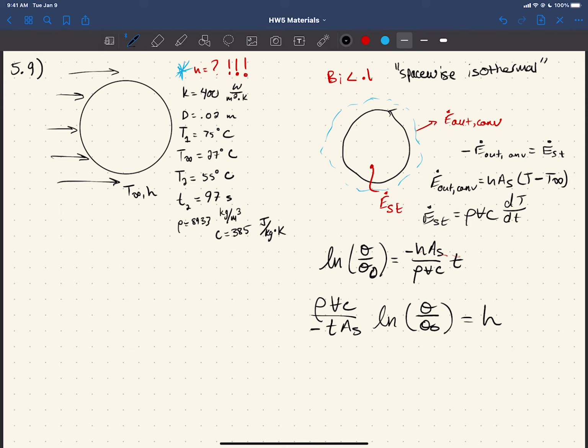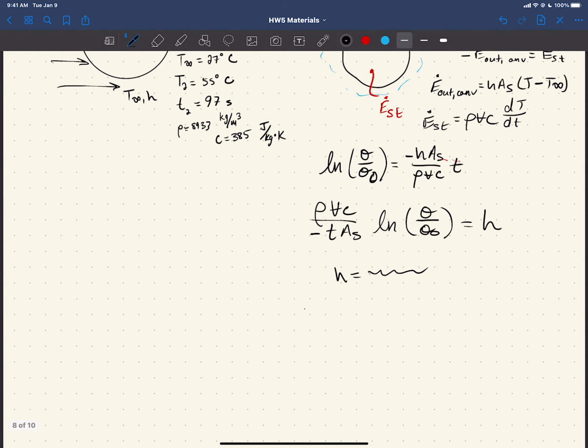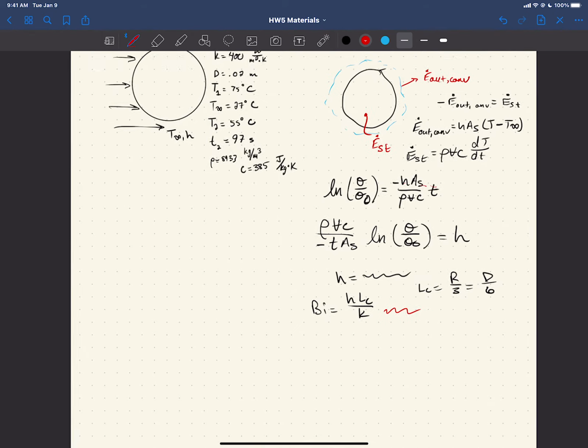Okay, so h is equal to minus rho V c over t A_s times the log. At this point, we know everything we need to calculate the left side, so you just plug the numbers in and you get an h. Once you have that h, you want to calculate your Biot number. Remember, in this case, L_c is R over 3 because it's a sphere, or D over 6. You plug all this stuff in, you get your Biot number, and it should be less than 0.1.